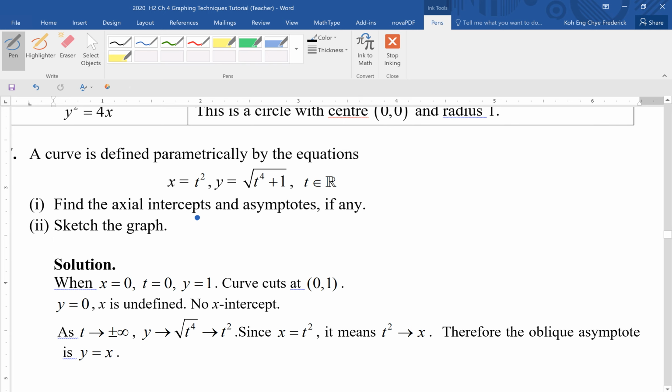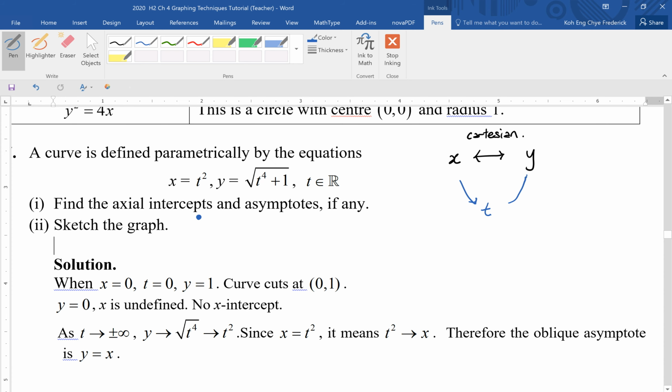for x. Recall that the difference between Cartesian and parametric is that for Cartesian, if you are given x, you can find y, and vice versa. But for parametric, given x, you actually have to solve for t first, the parameter, before you can get to y, and vice versa. So first, I set x equals 0 and solve for t.